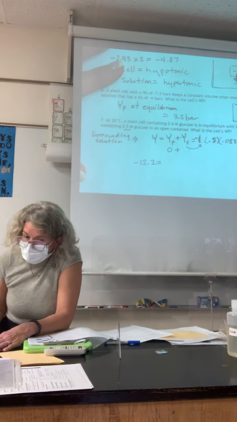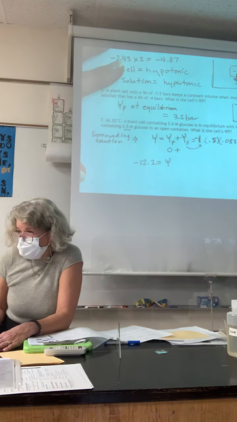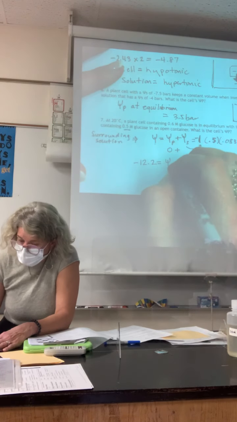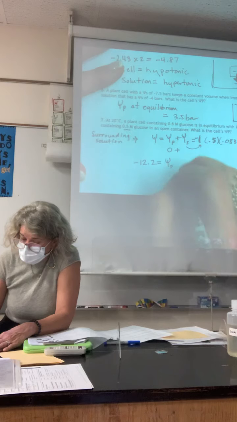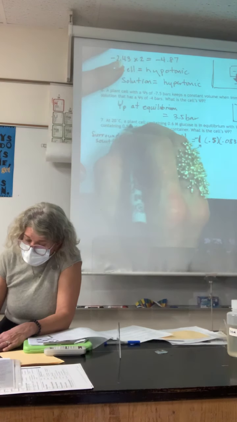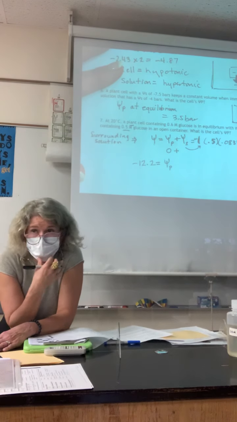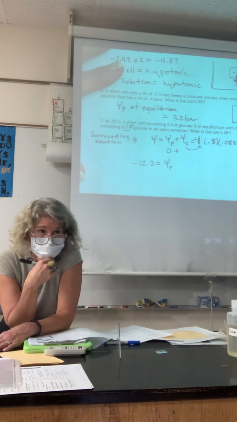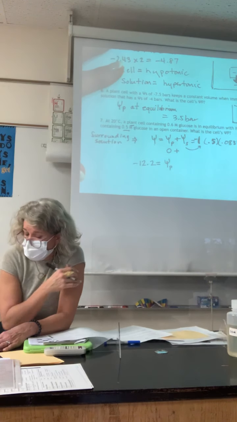So now we want to do the same thing. We need to calculate the pressure potential for this, okay? So the pressure potential for this cell, and there is going to be pressure potential because it's a plant cell, right? Plant cells have pressure potential. Why do plant cells have pressure potential, but open containers and animal cells do not? Cell wall, right? That cell wall can contain that pressure. Okay, good.